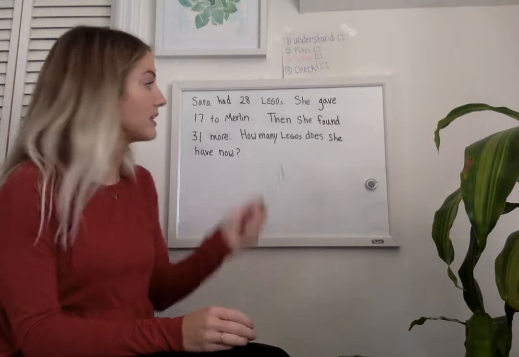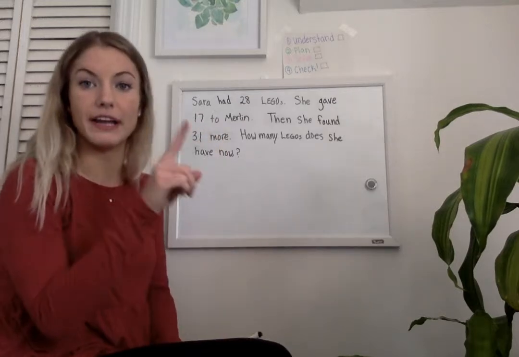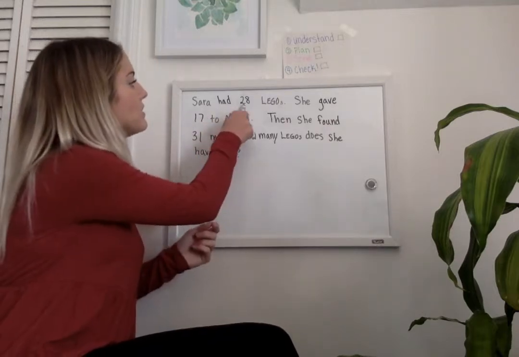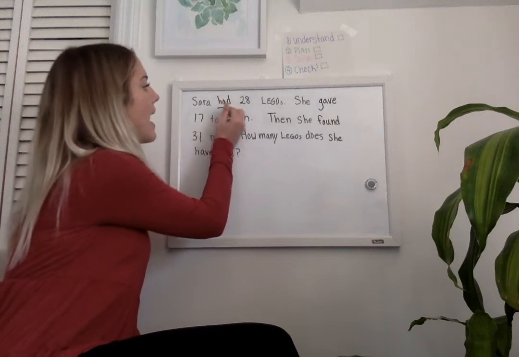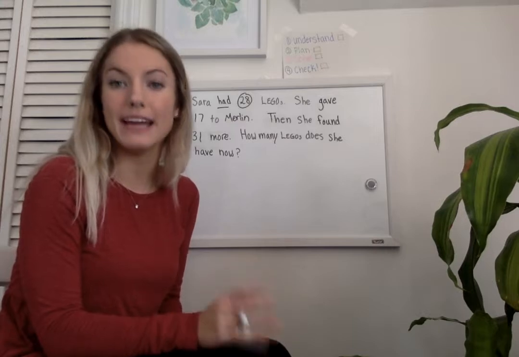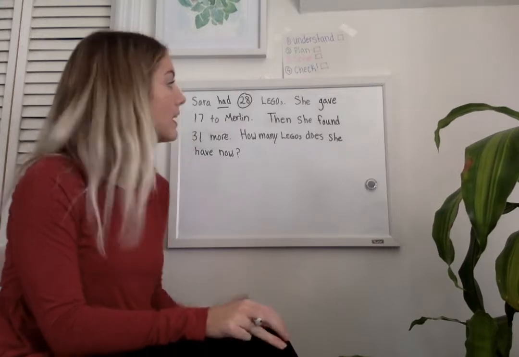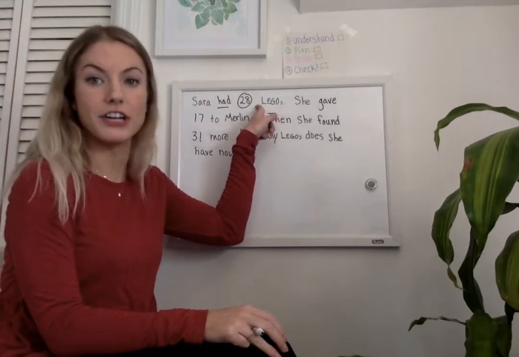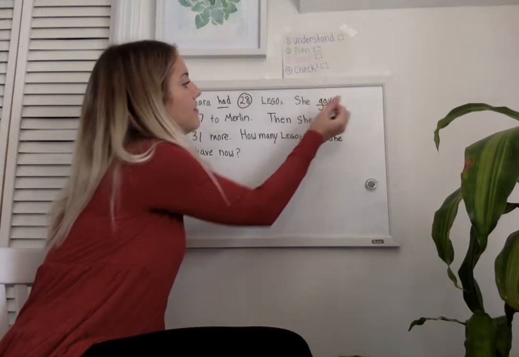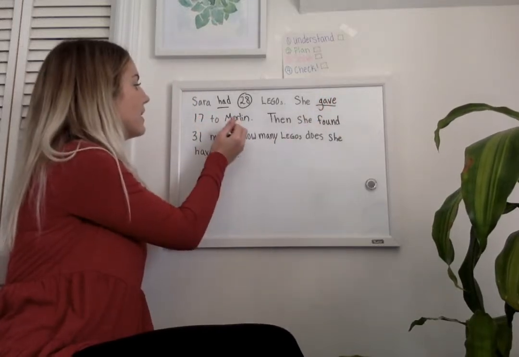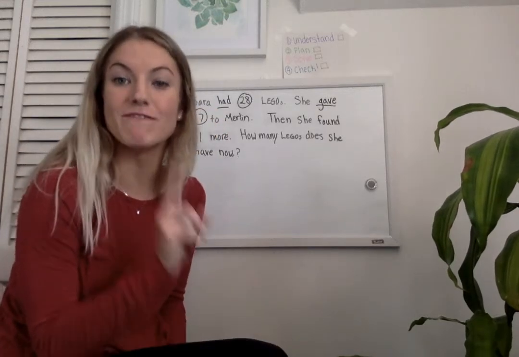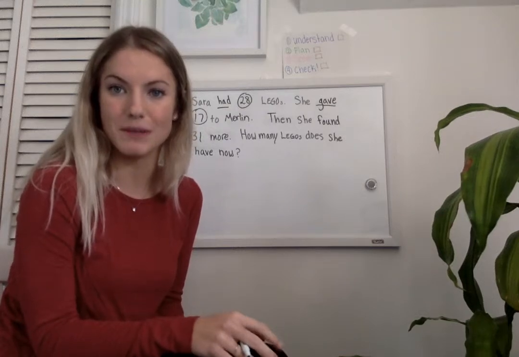So to plan, let's start by underlining and circling the most important information in this number story. So Sarah had 28 Legos. I'm going to underline had and I'm going to circle 28. That shows me how many Legos she had to start with. I also know now that Legos is our unit. She gave, I'm going to underline gave, 17 to Merlin. I'm going to circle 17. Now that already shows me what my first step is in this two-step number story.